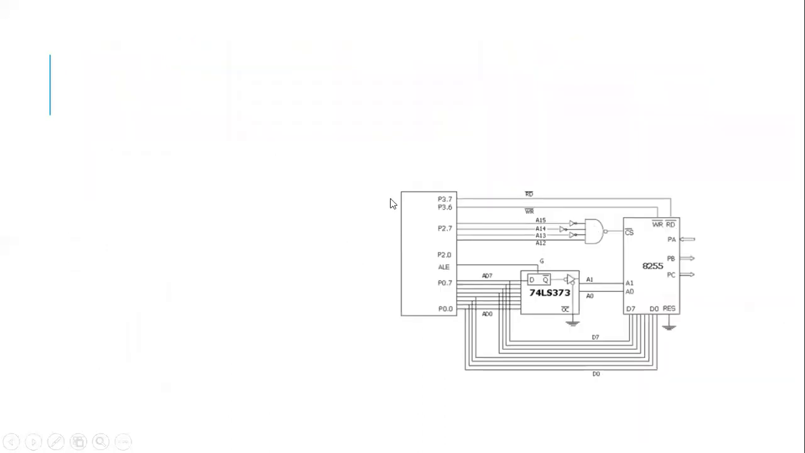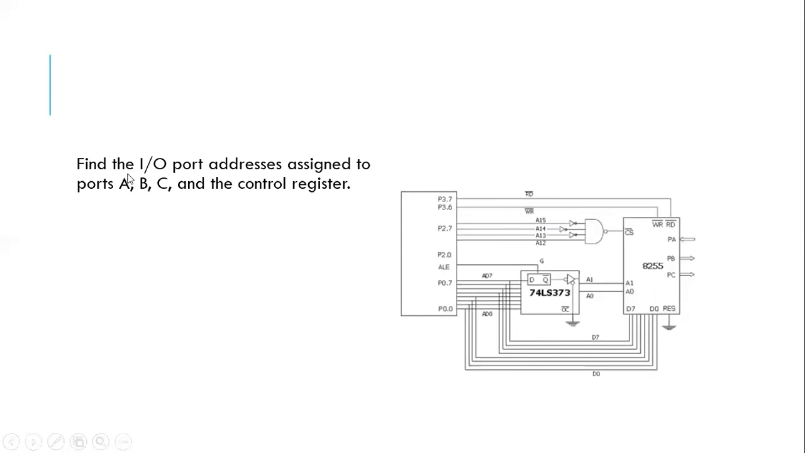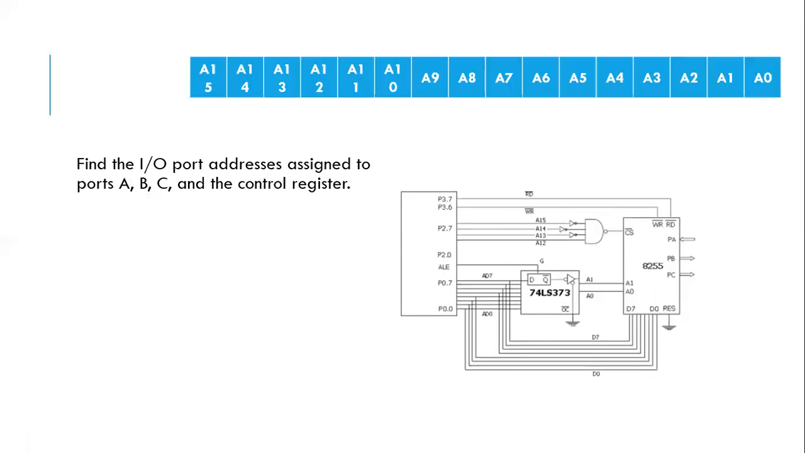Now let's see this configuration. Here you have a microcontroller. Here is a latch and here is a programmable peripheral interface. Then the data pins are connected here. Now you can see that some more address pins are being used here. Okay, fine. Now let's see what is the requirement. Find the in-out port addresses assigned to ports A, B and C under the control register, isn't it?